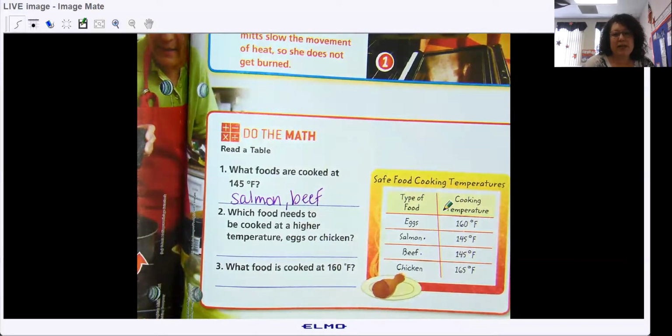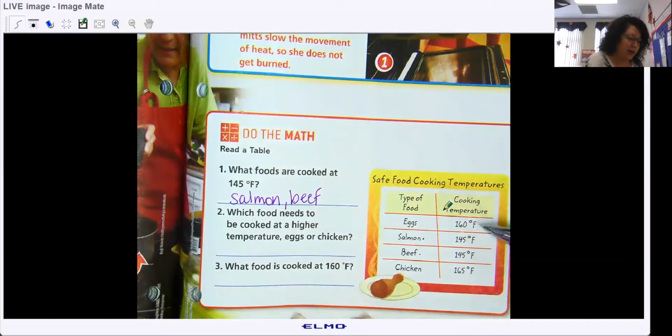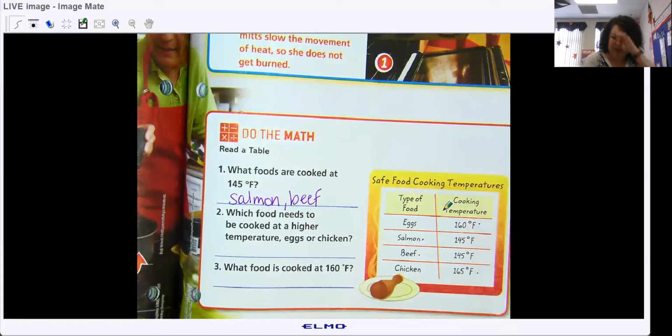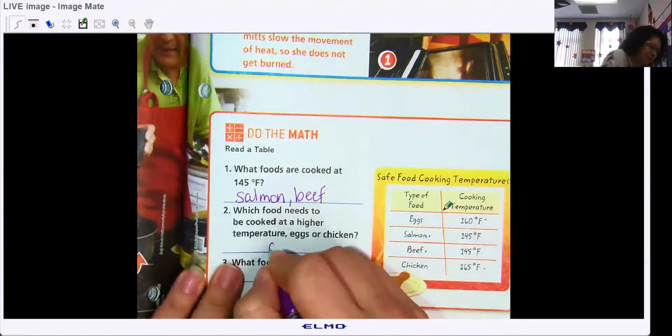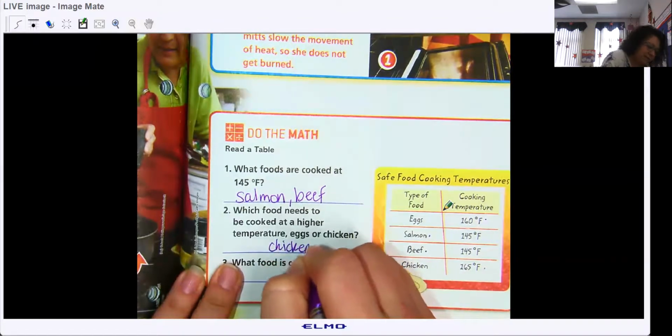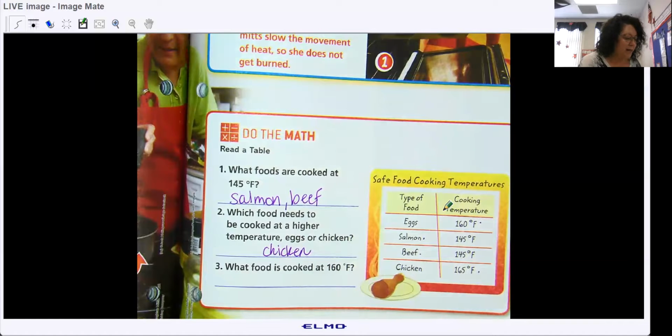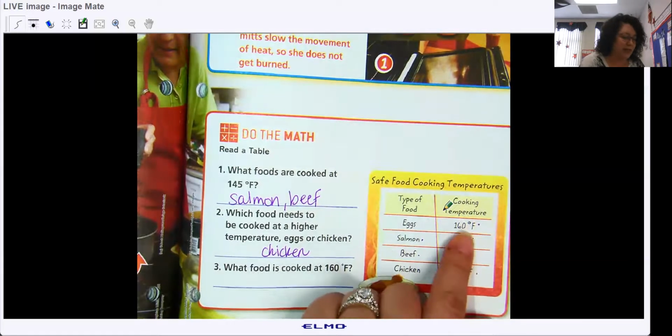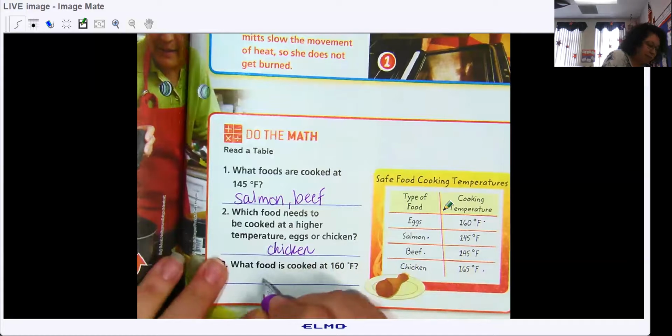Which foods need to be cooked at a higher temperature, eggs or chicken? Eggs need to be cooked at 160, chicken is at 165. So which one's higher? Yep, the chicken. And what food is cooked at 160 degrees Fahrenheit? We just said that. 160, eggs.